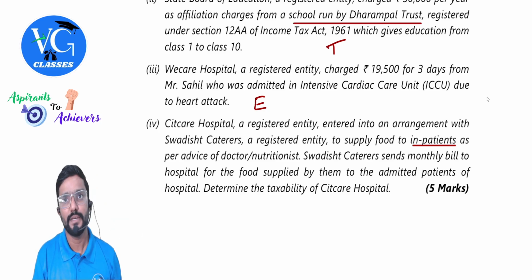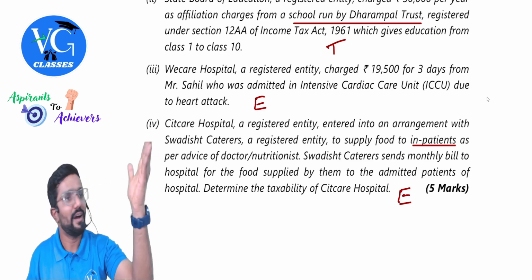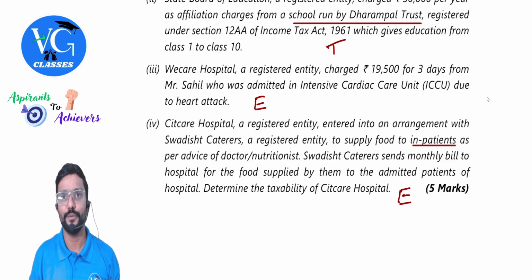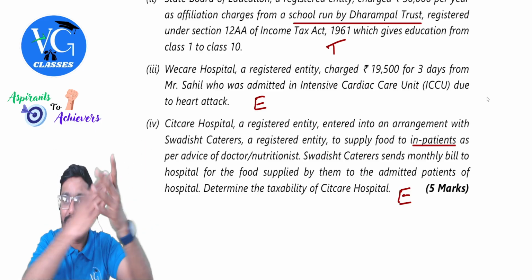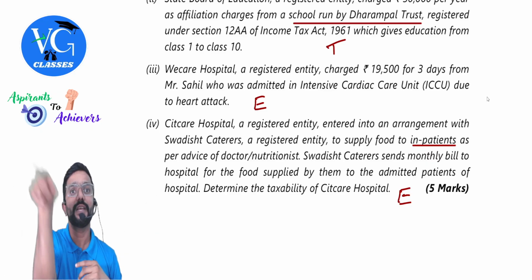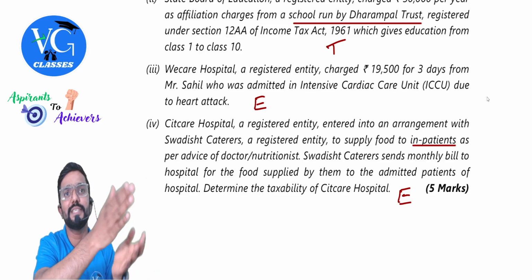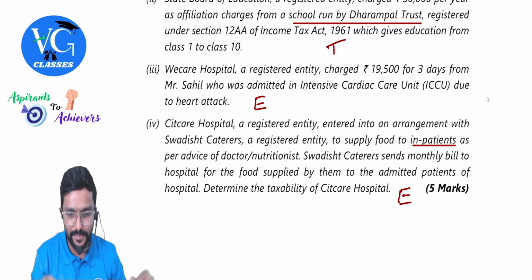Guys, it is exempt. See, you have gone there not to have food. You have gone there to take treatment. Along with treatment, they are also giving food. So it is a composite supply. What is the principal supply here? Healthcare. Healthcare is exempt. Entire supply is exempt. Because in case of composite supply, what is the rate applicable? Rate applicable for principal supply. If principal supply is exempt, entire supply is exempt. I will show you.